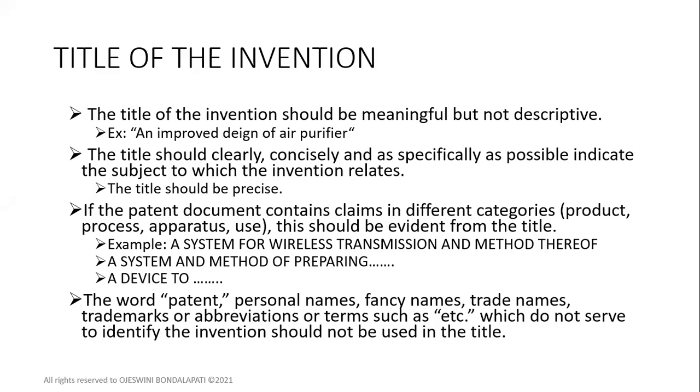Ma'am, if there is a system and it also includes some apparatus and the method is also there, can we just put the title as a system and an apparatus for doing so-and-so? This apparatus is a component of the system only. No, I'm just asking. If we are having another independent claim for a system, another independent claim for apparatus, and a third for method, can we include it?